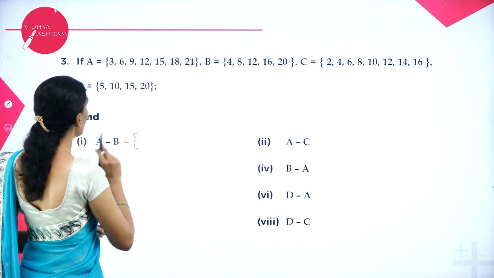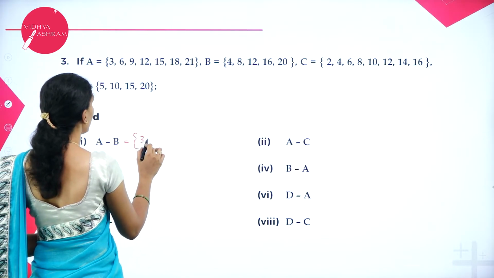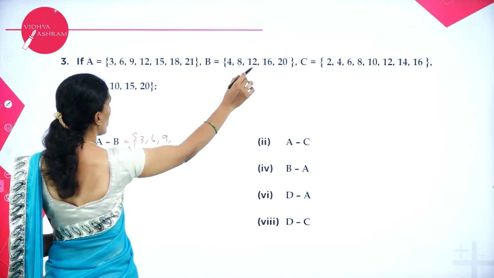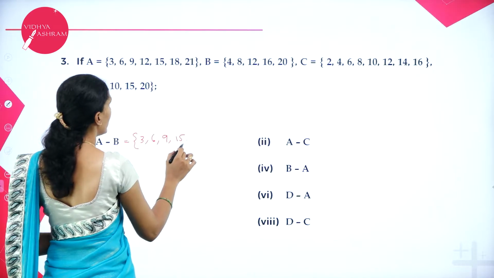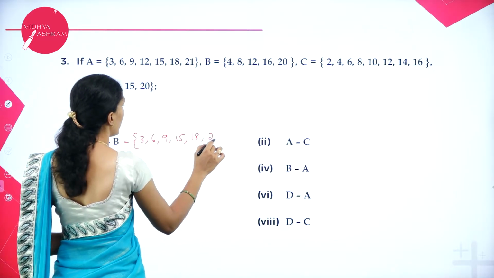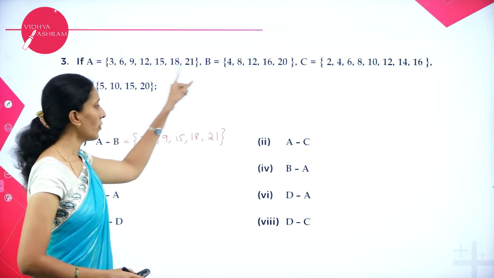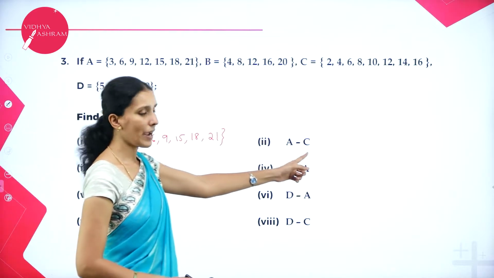So what are the elements which are only in A? Only in A is 3, 6, 9. I cannot write 12 because it is in B also. Next 15, 18, 21. So except 12, you can write all the elements of A. Next, we'll take A minus C.